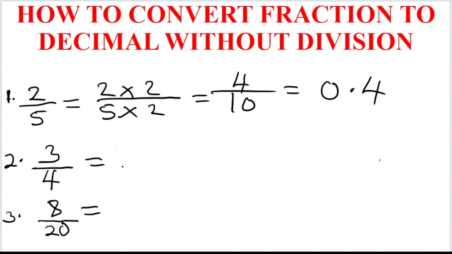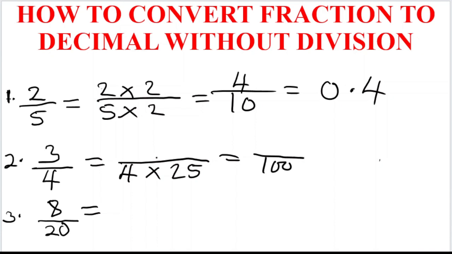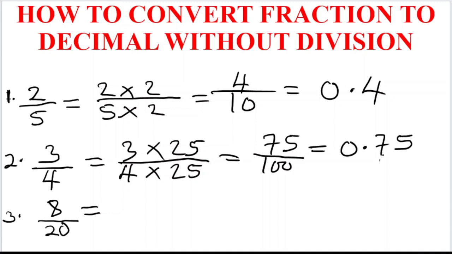Okay. Now we also have 3 divided by 4. So I'll look for what 4 can multiply that will give me 100, because there's nothing that 4 can multiply to give me 10. So I'll multiply 4 by 25. This will give me 100. Alright, 100. So I'll also multiply 3 by 25. If I do that, it will give me 75. Yes. So I can now go ahead and say 0.75. So the 7 is in tens, while the 5 is in 100.